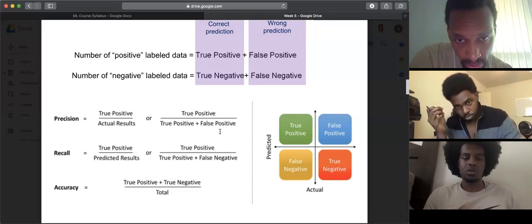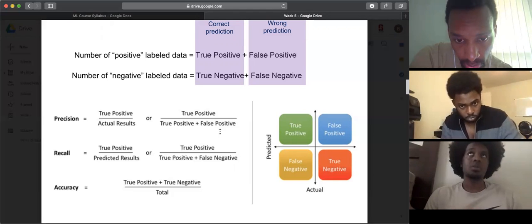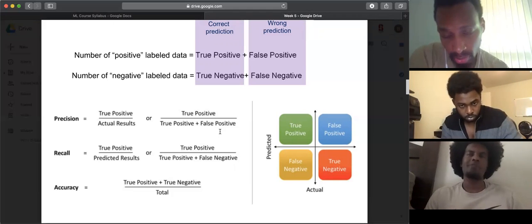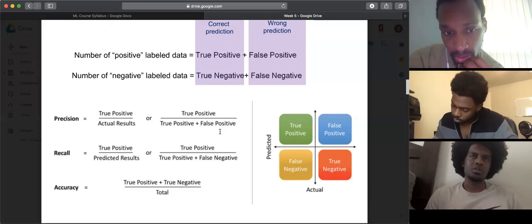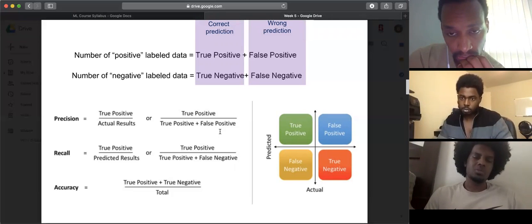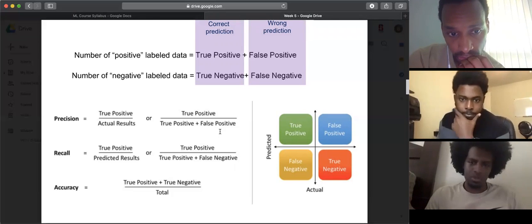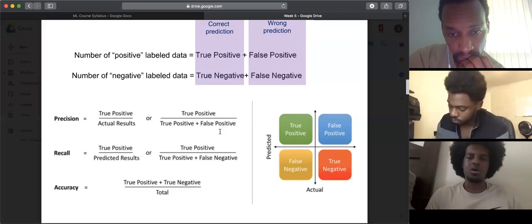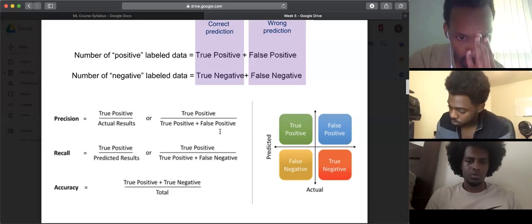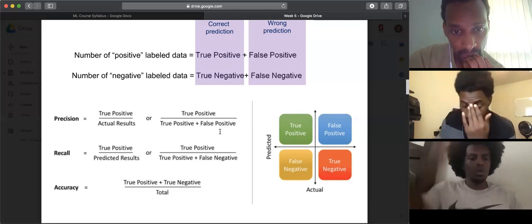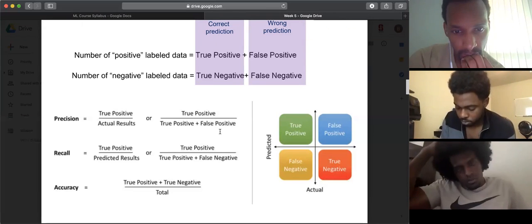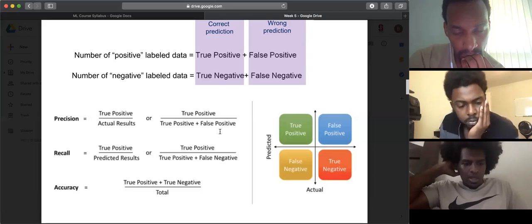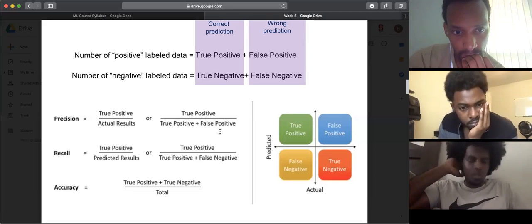So recall is more about false negatives, which are when your system labels something as negative, but it is actually incorrect. It should have been positive. So this is your total predicted results, right? And then accuracy is the true positive plus the true negative divided by the total.